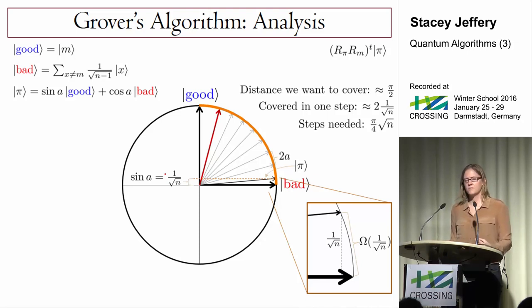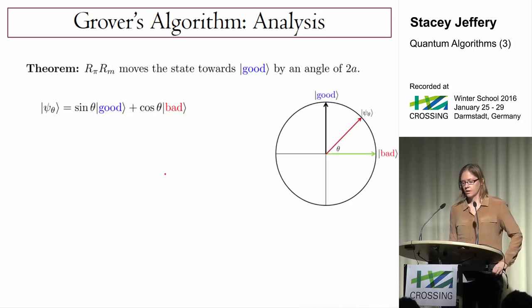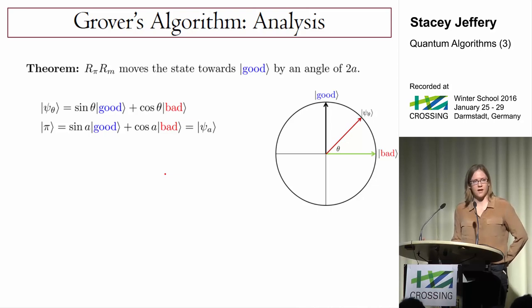Okay, so let's talk a little bit about how we could formally analyze this. I tried to show you, in pictures, why this works. I told you, and tried to show you, that the product of these reflections, r sub m followed by r sub pi, moves the state towards good by an angle of 2a, where a is defined so that the sine of a is equal to 1 over square root of n. To make this more formal, we can define psi sub theta to be the state sine theta good plus cos theta bad. This is just the state in this two-dimensional subspace, the span of good and bad, where the angle between the state and bad is theta. Notice, for example, that pi is psi sub a.